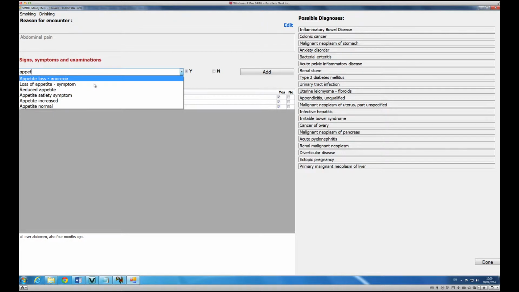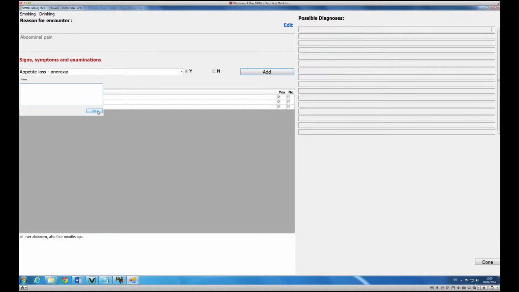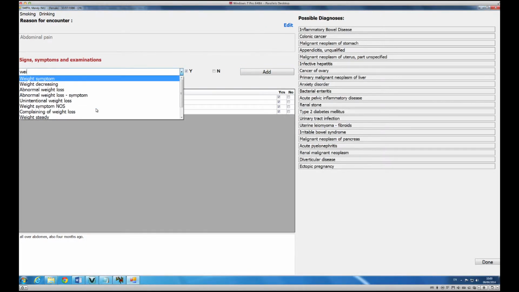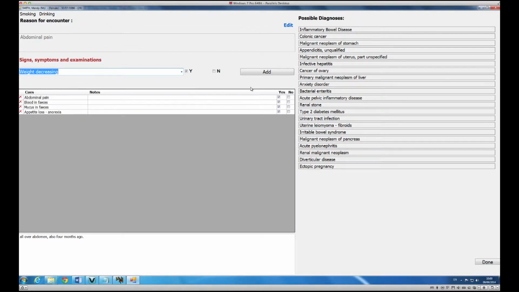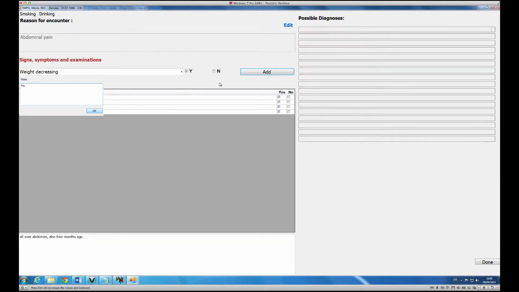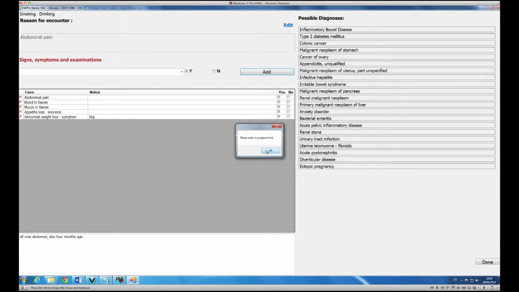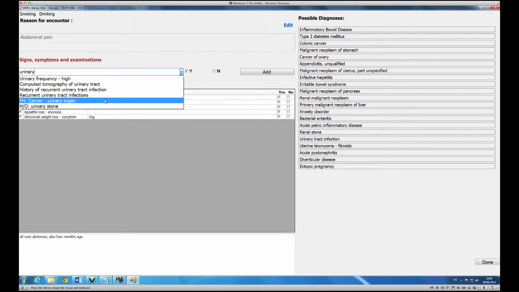How's your appetite? I don't feel like eating that much. Okay. Have you lost any weight? I think a kilo or two because I'm not eating. Okay. Fine. And when was your last period? Three weeks ago. No problems with that, same as usual. Any urinary symptoms? Burning or stinging? No. Okay.